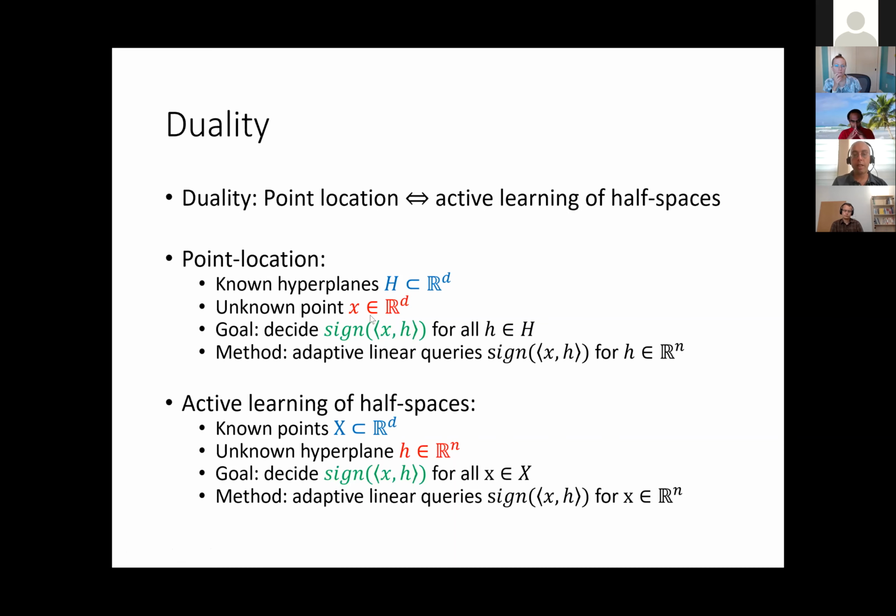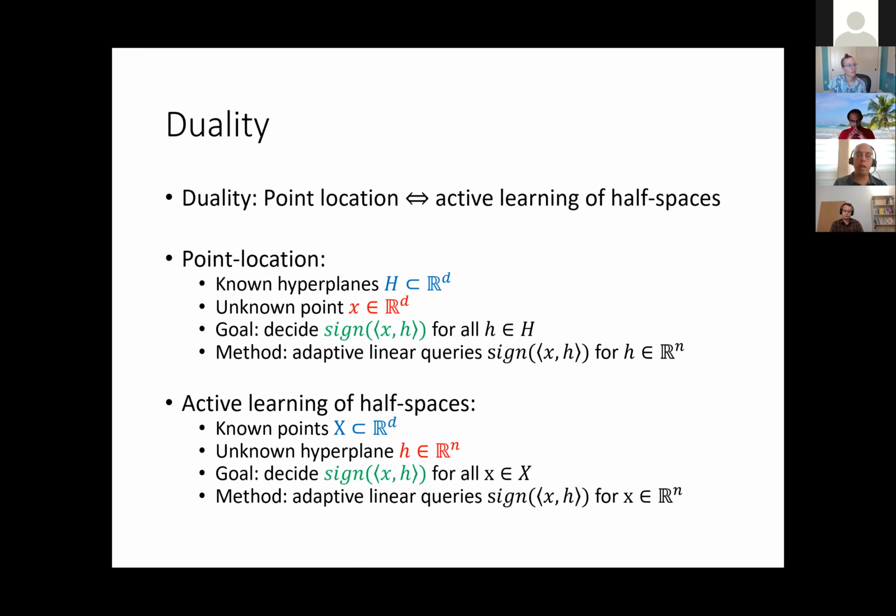And active learning is exactly the same question, where we just dualize points and hyperplanes. I mean, just replace in your head h with being hyperplanes or points and x with being a point or hyperplanes, and you get exactly the same mathematical question. So you see, studying these two questions is basically the same math question. So what did we gain from that?